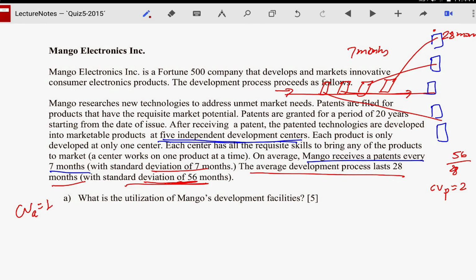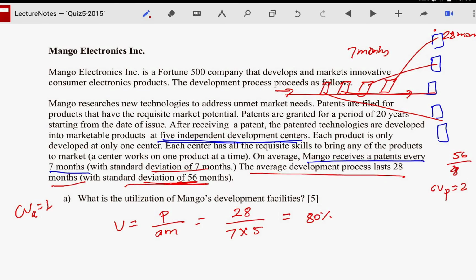Okay, the first thing we have to find is utilization. The easiest way to do it here is P over M. Your processing time is 28 months, your inter-arrival time is 7 months, and you have 5 servers, so that makes it 80%.